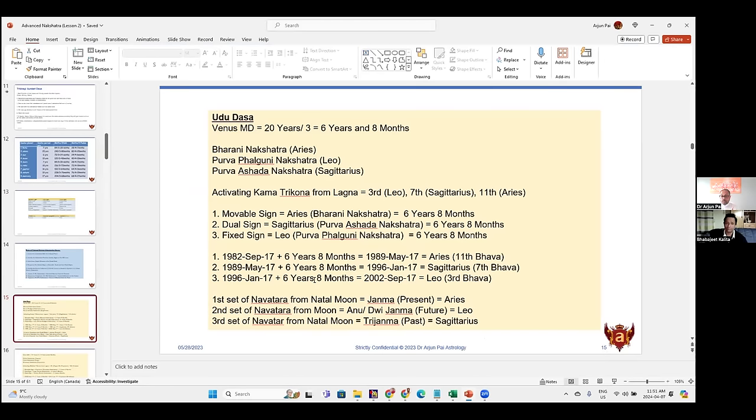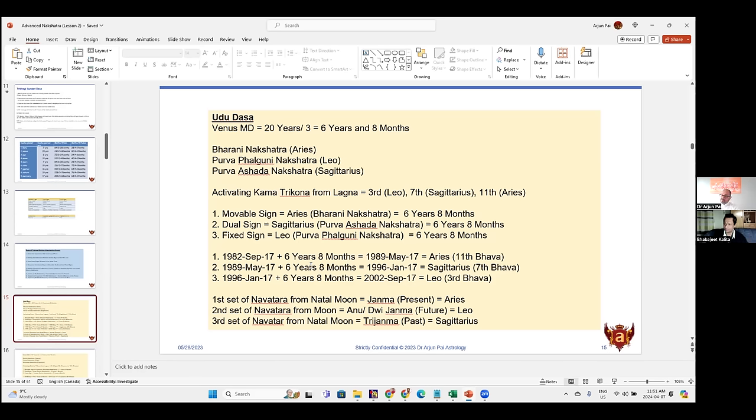When Leo was active, 96 to 2002, this happened in 2000. This foundation had the vision of creating something for the future. Third house is enterprise. It is also documents and signature.